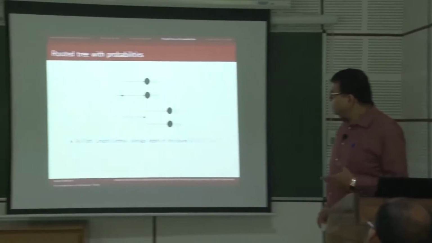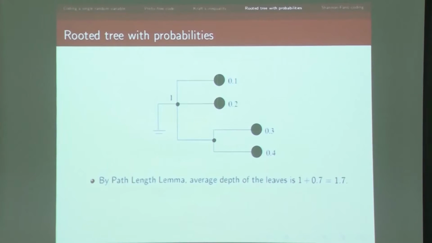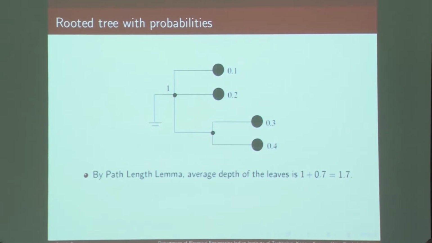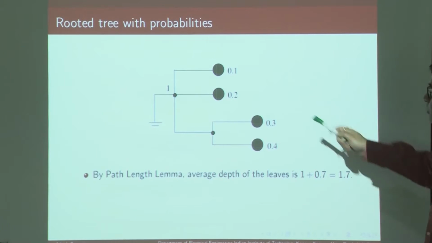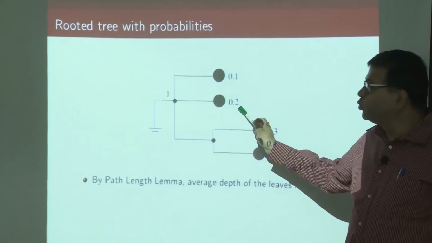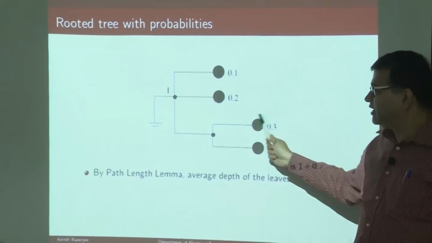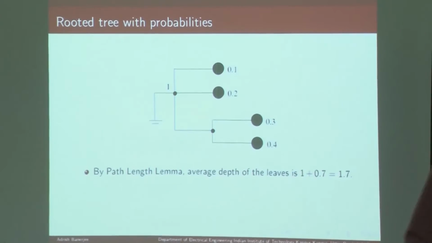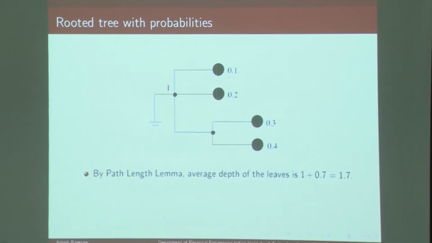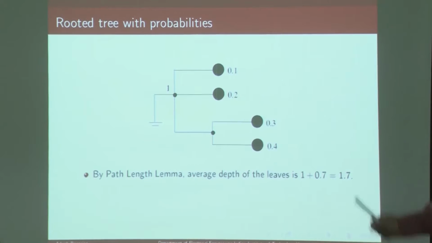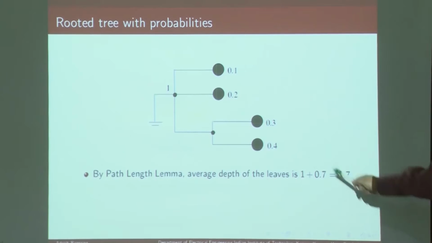Okay. Just take an example. We will do it both ways. We will first compute the average depth of the leaf by brute force. So that is 0.1 into 1 plus 0.2 into 1 plus 0.3 into 2 plus 0.4 into 2. That would be how much? 0.1 plus 0.2 will be 0.3, plus 0.6, and plus 0.8. So that would be 1.7.